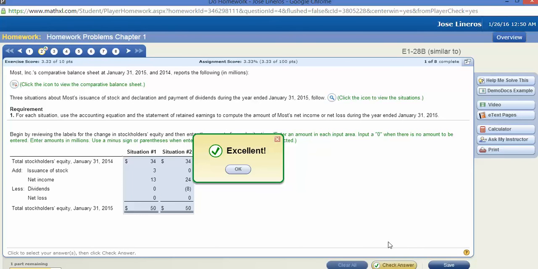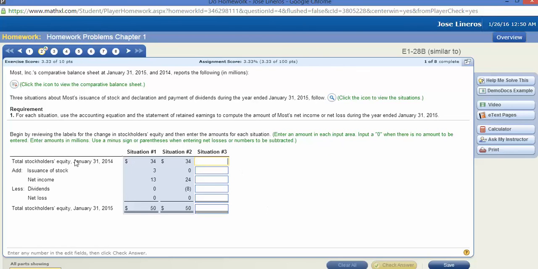I wanted to show you this because you need to see the tactics of how you approach these problems. And the way you approach this problem is you frame it in terms of the beginning stockholders' equity, the ending stockholders' equity, and then just understand that the issuance of stock increases equity, the declaration of dividends lowers equity, and then you just back into, well, given all these additions and subtractions, how did we get to our end figure? And that tells you whether it's net income or net loss.